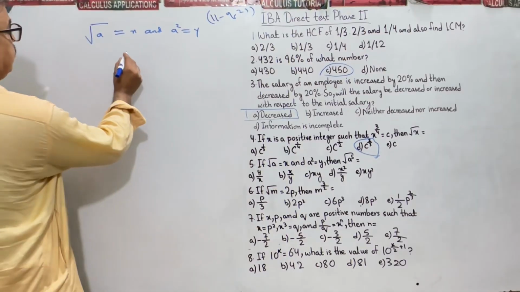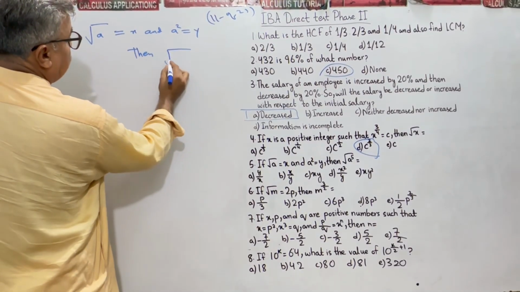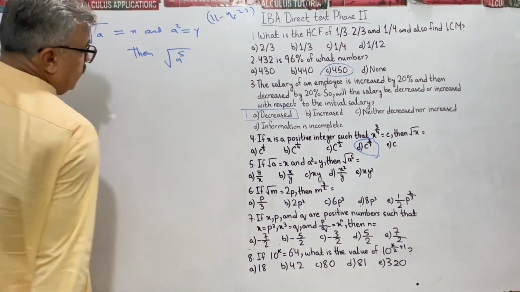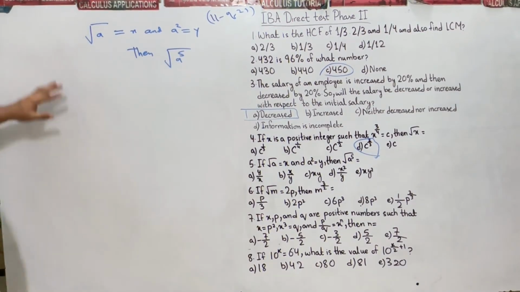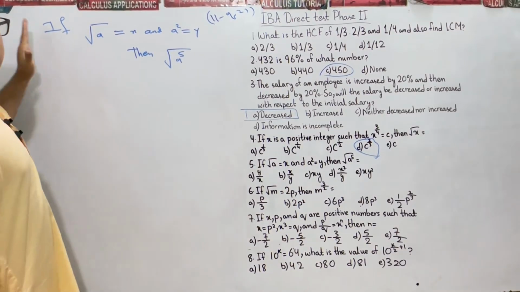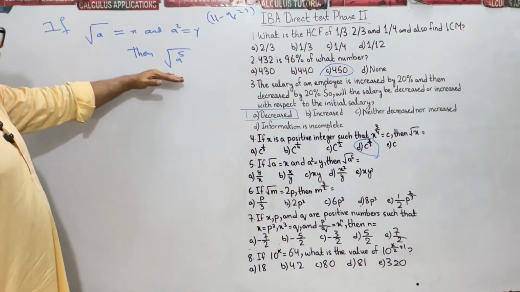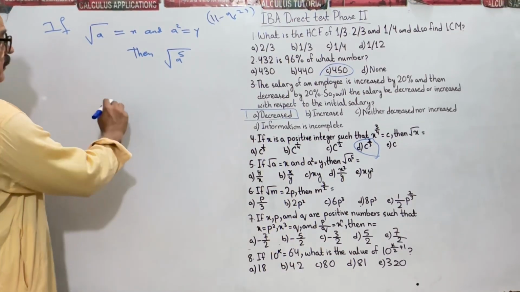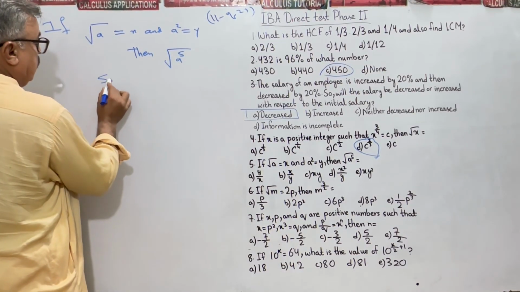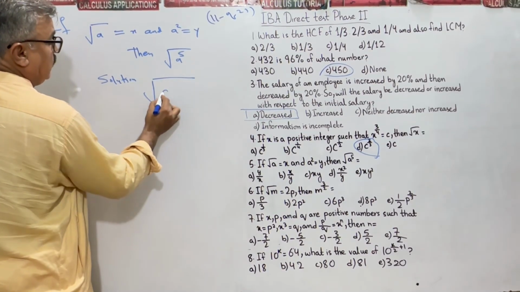Then we have to simplify. What is the value of a raised to 5? It is the if part, to be utilized to solve this: the given part and the part to be solved. We have root of a raised to 5.